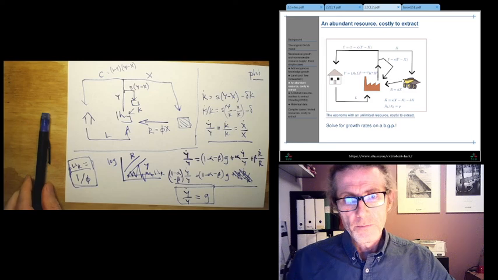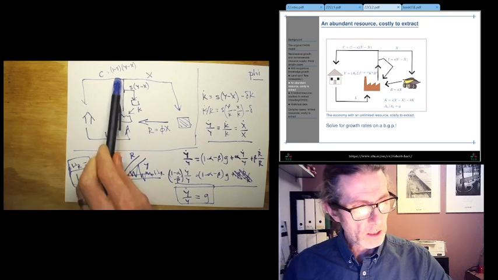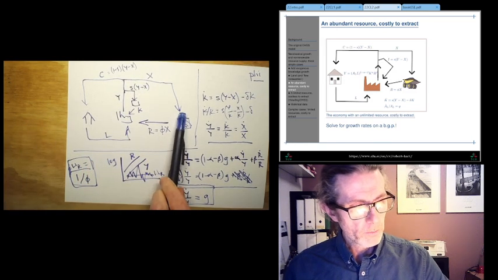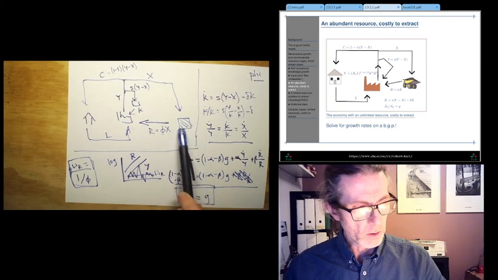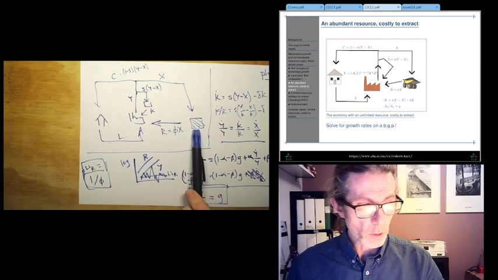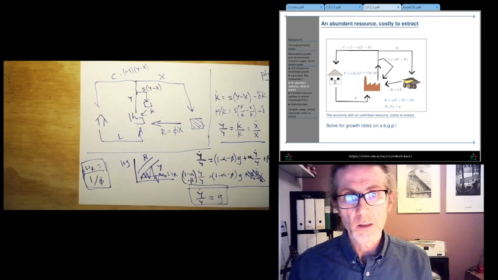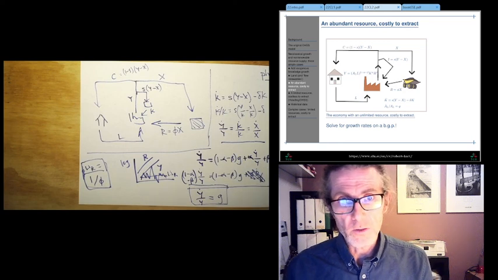By the way, instead of using the final good to extract the stuff, we could have used labor and capital. The same, everything would have turned out the same.